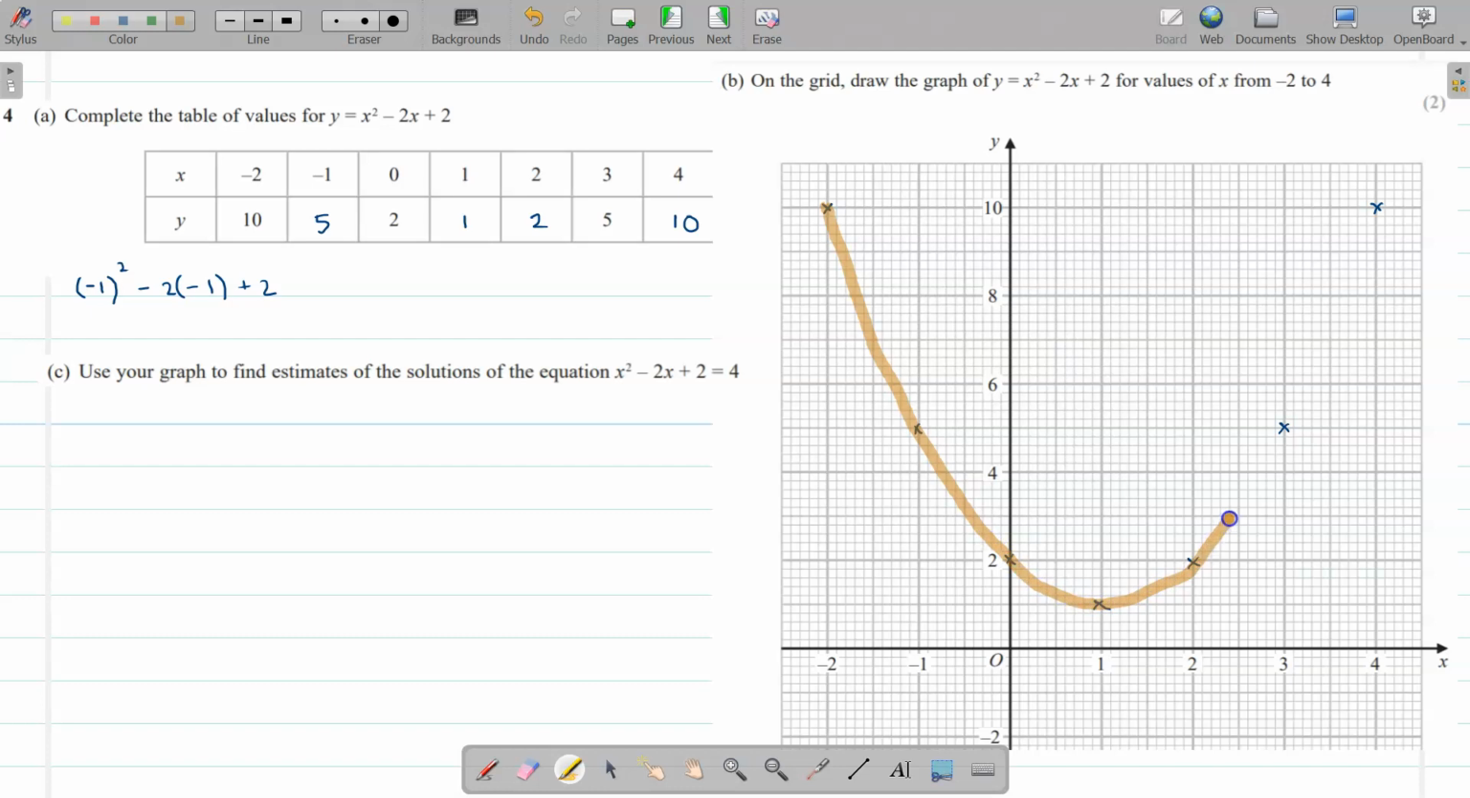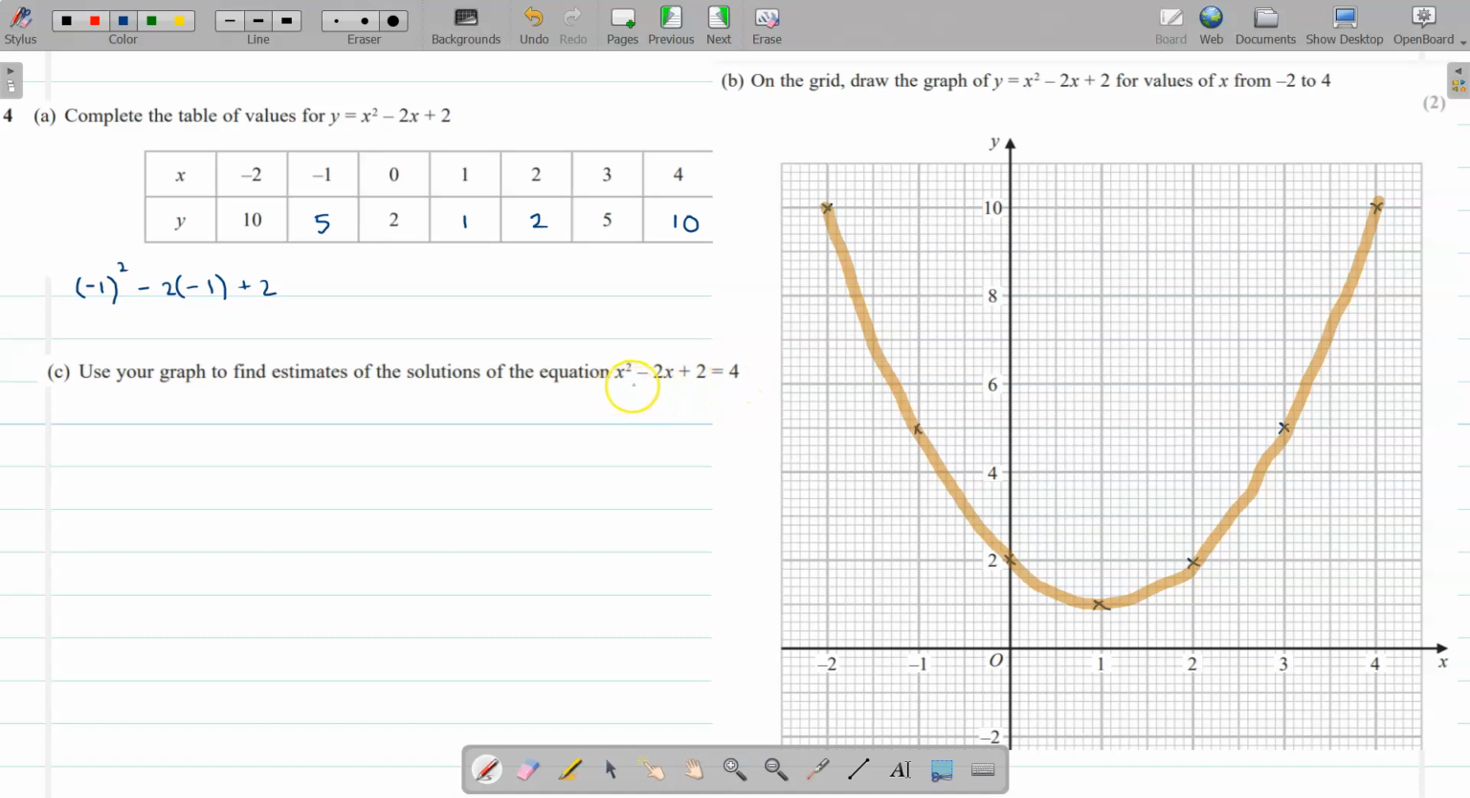Okay, and well, surprisingly better than I thought it was going to be. Okay, well there's my attempt at that with a very fat line. What I'm going to do now is, that will get me the next 2 marks. What I'm going to do finally is use it to find estimates for this equation's solutions.